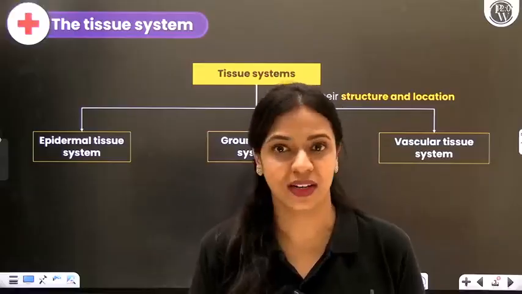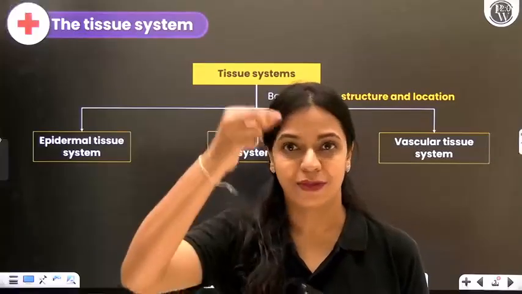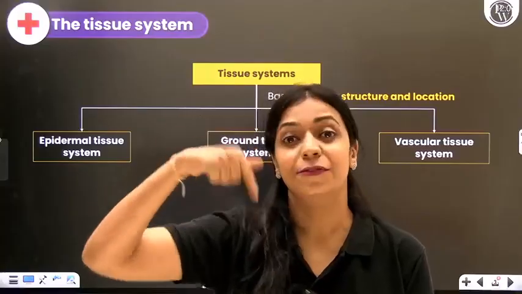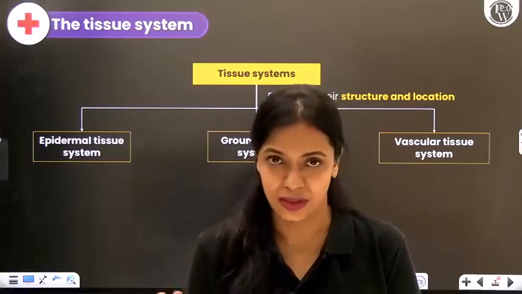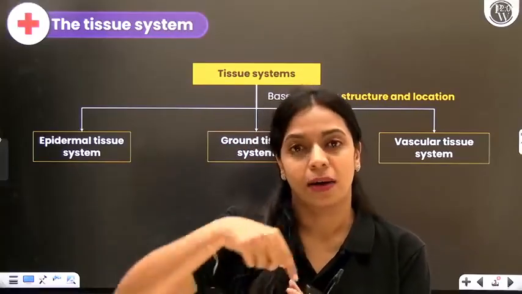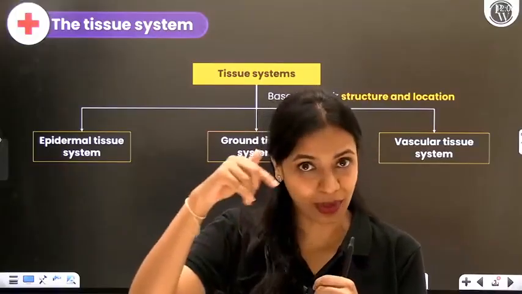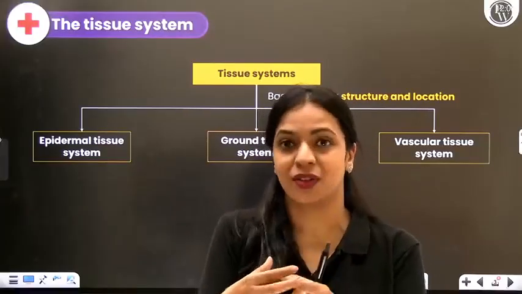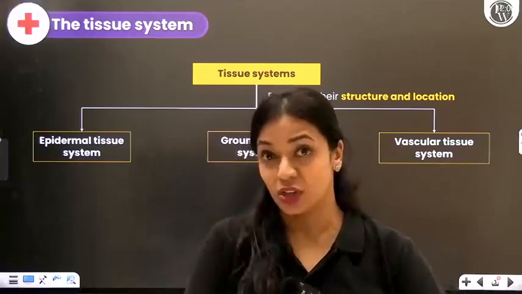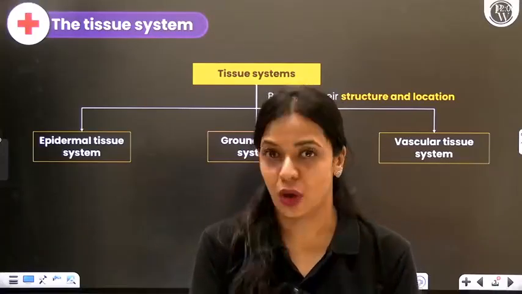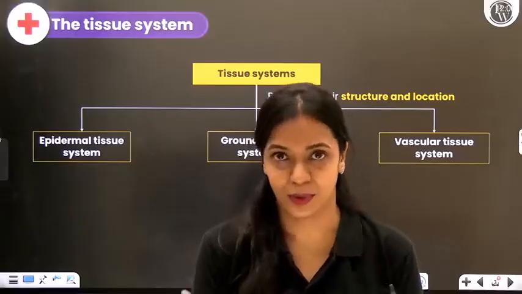I want you to imagine it like this. You know, in pens, you have a pen's outer body and then you have a refill inside it, right? So think of the refill as the vascular tissue system. Think of the outer body as your epidermal tissue system. Whatever lies in between, that space between the outer body and the refill, it's not free space inside the plant. It is made up of a soft tissue, and that we call ground tissue.